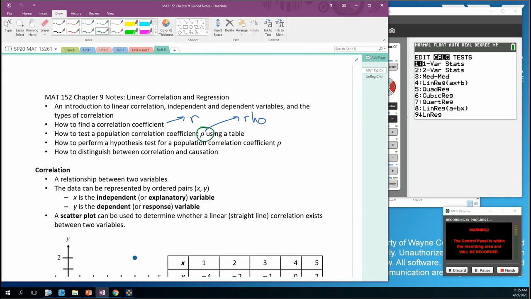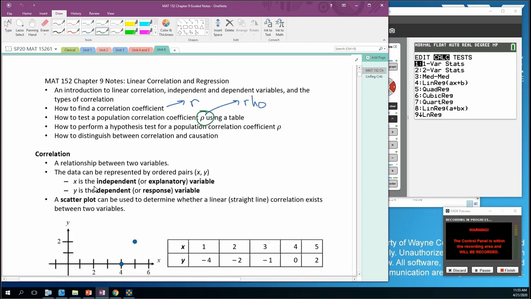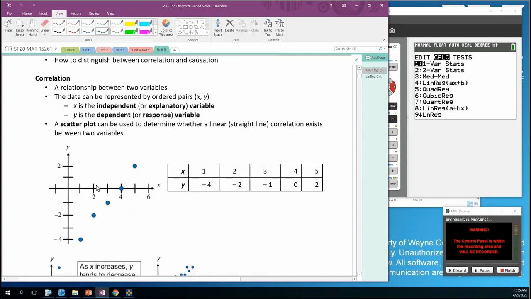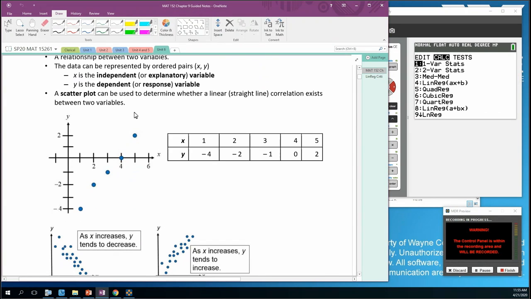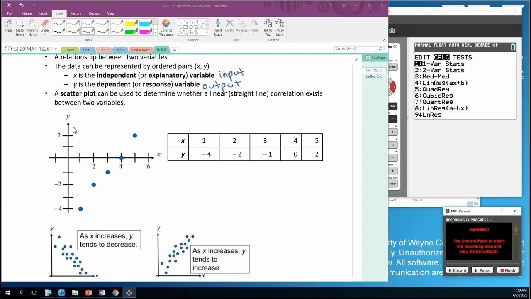A correlation is a relationship between two variables. The data can be represented by ordered pairs. Now x is the independent or explanatory variable. I also like to think of x as the input variable. Y is your dependent or response variable. I also like to think of the y variable as the output.